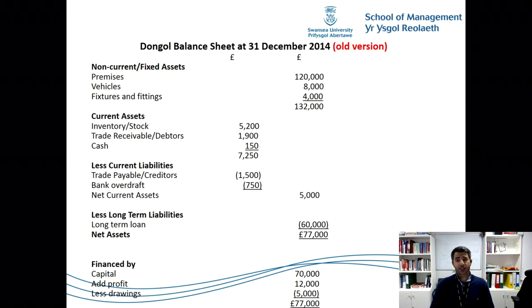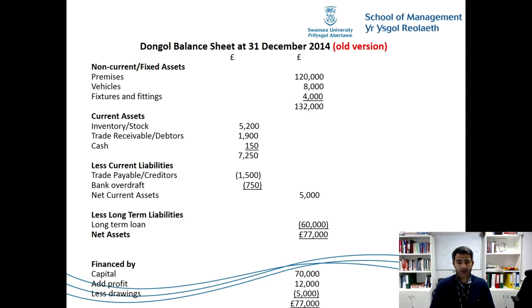So net assets equal total assets, which is 132,000 plus 7,250, minus total liabilities, which is the total current liabilities, 2,250 plus 5,000. So that comes to net assets. This is the first part of the accounting equation: assets minus liabilities equal equity.